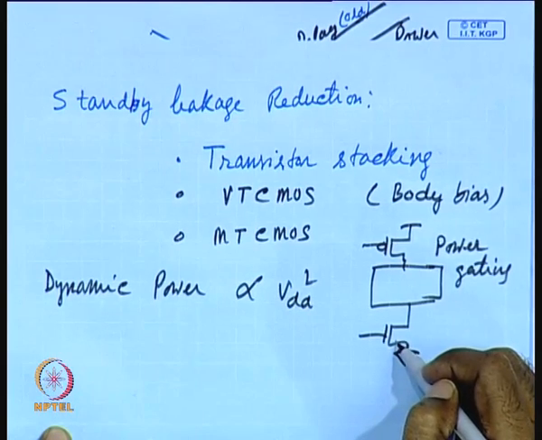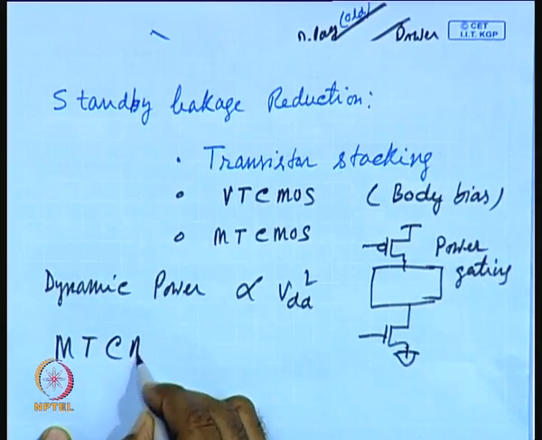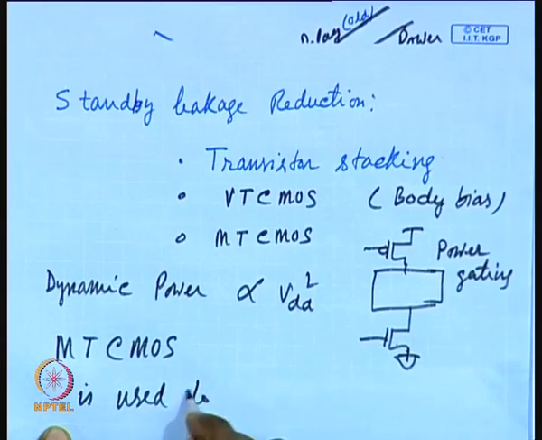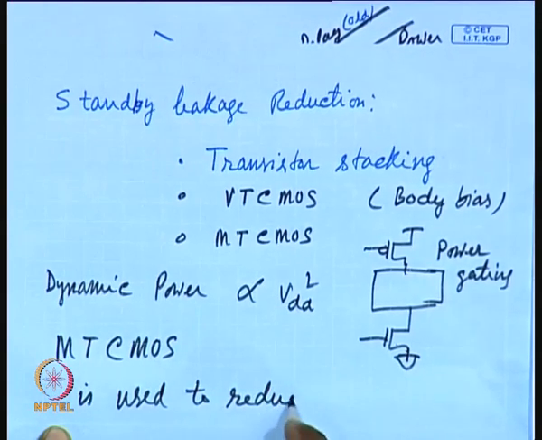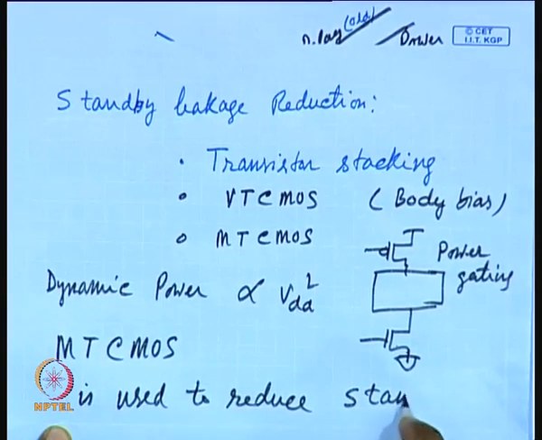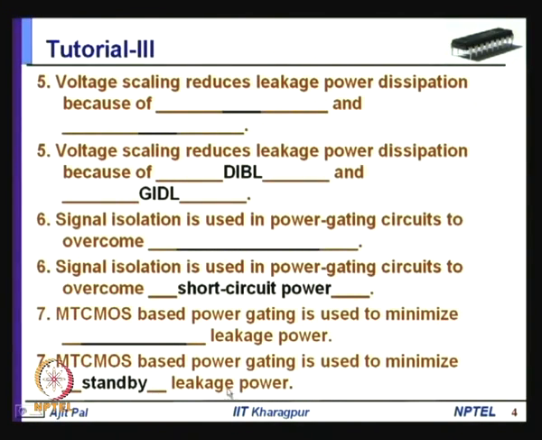So, you can say this empty CMOS is used to reduce standby leakage power. So, empty CMOS based power gating is used to minimize standby leakage power.